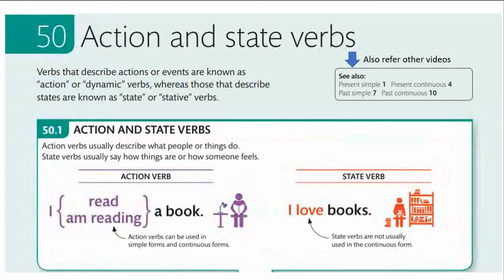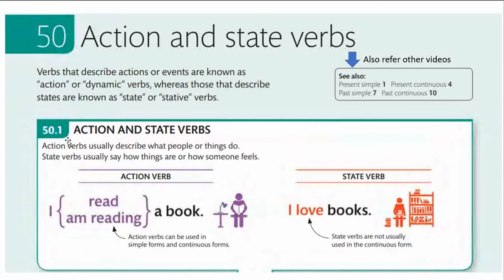Now let us begin. Verbs that describe actions or events are known as action or dynamic verbs or doing verbs. Whereas those that describe states, the state of being, are known as state or stative verbs. Kindly make a note of this, state or stative verbs. You can explore more about it.